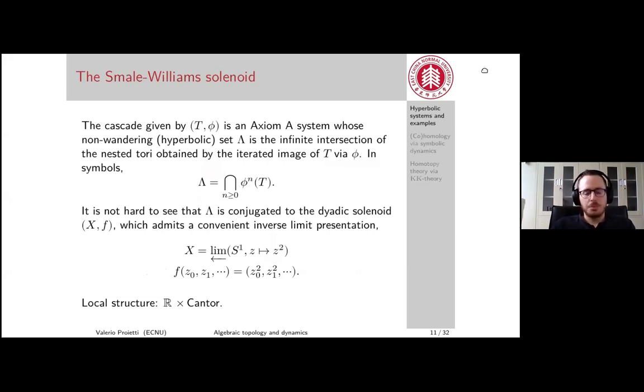And then if we want to present it in a nicer way, a nested intersection is a projective limit. So there will be another projective limit and a system which is conjugate to Lambda, and that will be the circle and the squaring map on the circle. So we consider this inverse limit space, and the map F would be the map that squares all the coordinates. And this is invertible because of the way the projective limit is defined: by shifting, we can recover the image. So as I said, the local structure here is R times Cantor.